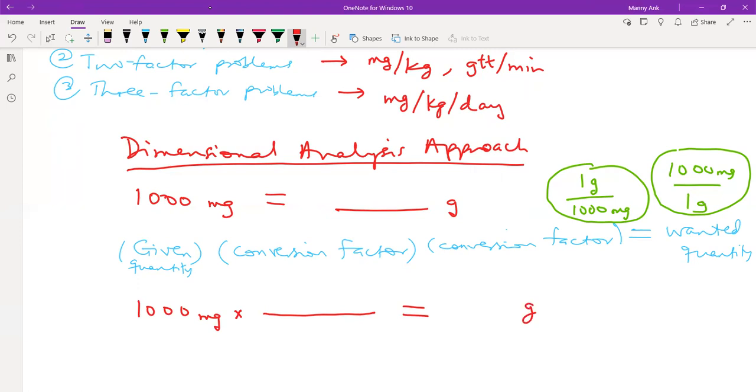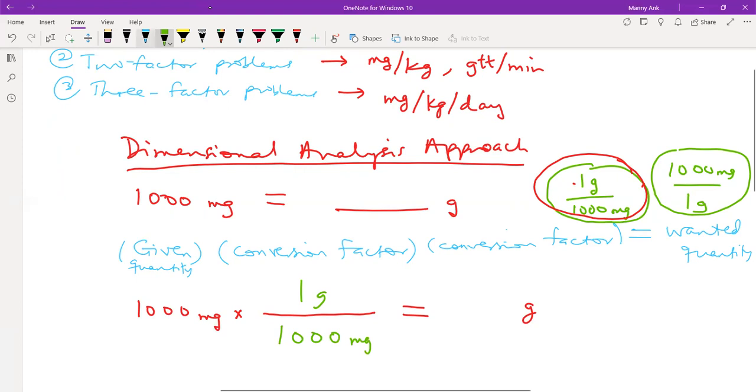How can I end up with grams? I have to choose a conversion factor, either this one or that one. I have to choose the one that will help me end up with grams when I cross out the units. Most of the time, the one that I want to end up with should be in the numerator. Since I want to end up with grams, I have to use this one, so that grams will be in the numerator. Let me use a different color. So I'll have 1 gram is equivalent to 1,000 milligrams, like this.